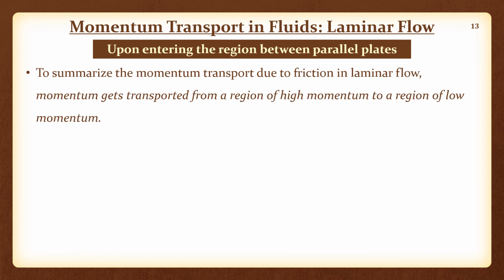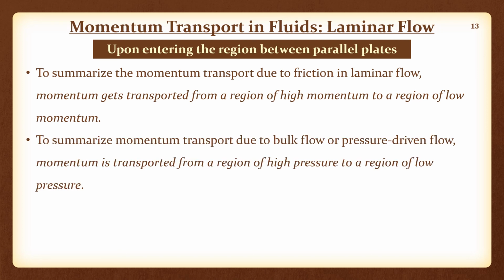Now, to summarize momentum transport due to friction in laminar flow. This is the molecular momentum transport. The molecular momentum transport occurs in such a fashion that momentum gets transported from a region of high momentum to a region of low momentum. On the other hand, the momentum transport due to bulk flow, or pressure driven flow, happens in such a manner that momentum is transported from a region of high pressure to a region of low pressure.